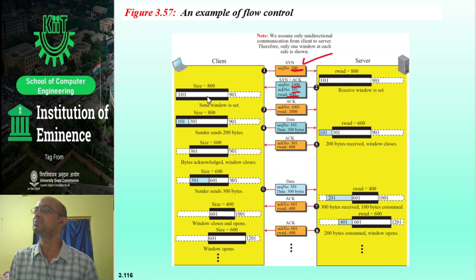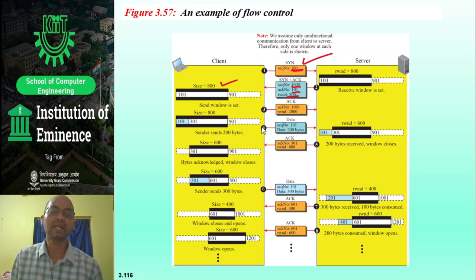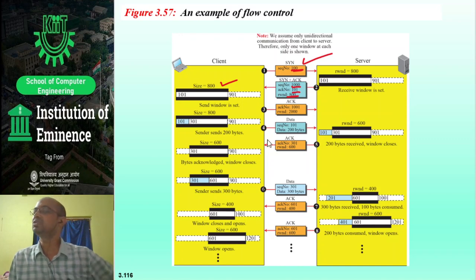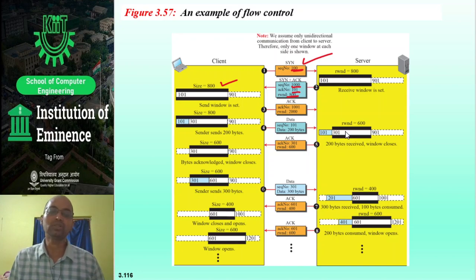Now if you look, the size of the window at the sender is adjusted as per the information obtained from the receiver, in this case a server. This way the value changes. For example, it was 800, later it reduced to 600. Why? Because the data is received and kept in the buffer but not forwarded. The application process is slow and cannot consume it. So 800 was the original space available, but now 200 is occupied, so the remaining space is 600.